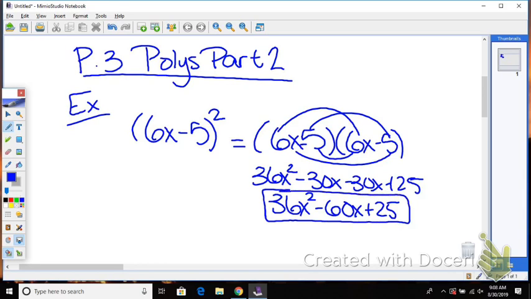Okay, is this what you guys got also? Yes, 36x squared minus 60x plus 25. So this is nothing new. It's just written in a different form. So it'll be written like this. Just write it out twice, FOIL or use the box. Yes? Why isn't the negative 60 squared? Because you just added them together. You don't square when you add, just when you multiply. We didn't multiply 30 and 30. We added them.